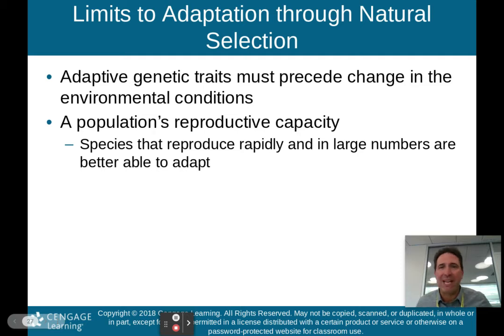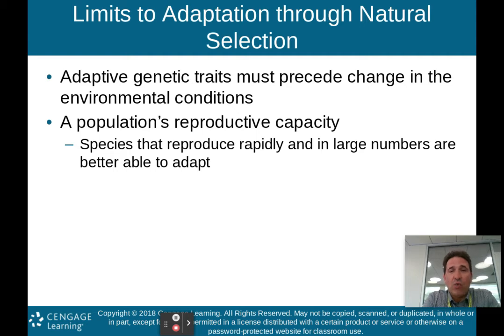Okay, limits to adaptation through natural selection. Adaptive genetic traits must precede change in the environmental conditions. So basically, you have to get that adaptive trait before the environment changes. If the environment changes too quickly, which is what we're seeing now, unfortunately, most animals, outside of maybe insects or bacteria that reproduce so rapidly, it takes time for these genetic traits to become dominant. So unfortunately, they kind of have to precede those changes in the environmental conditions.